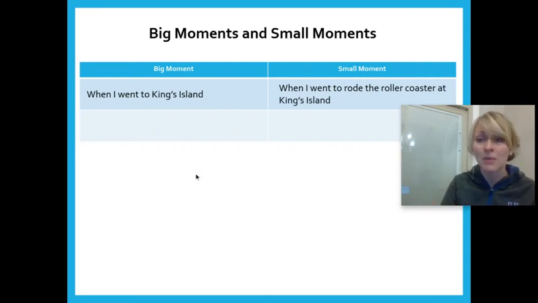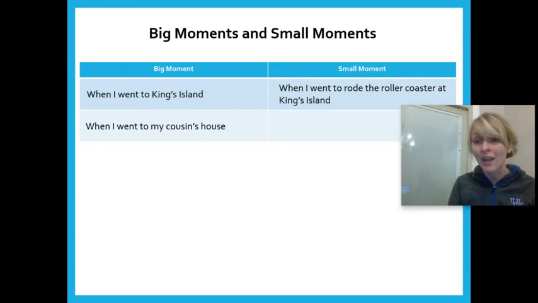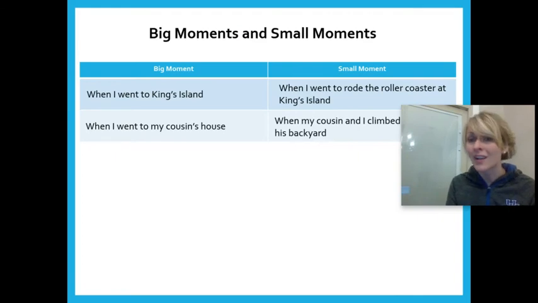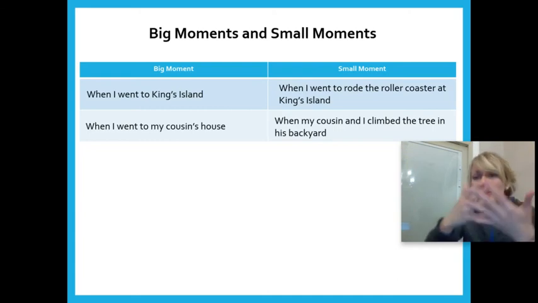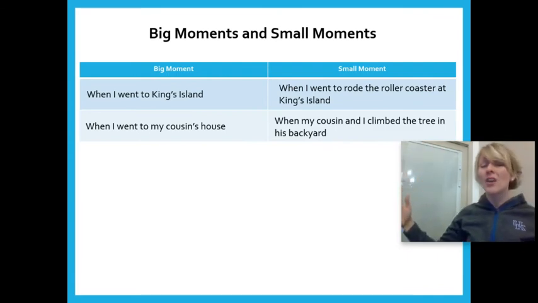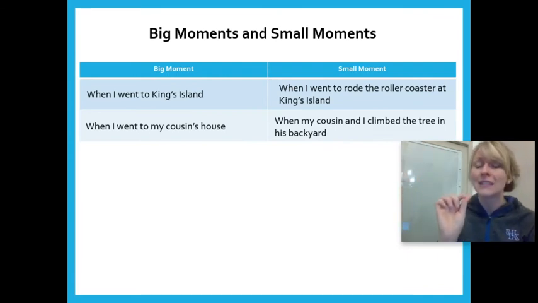Another example of a big moment would be something like, I went to my cousin's house and I was excited. But when you went to your cousin's house, you did a lot of things. What specific small moment made you really excited or caused you to have a lot of fun at your cousin's house? Maybe you said something like, when my cousin and I climbed the tree in his backyard. That was a really exciting moment. Now, climbing a tree in his backyard, that only took probably a few minutes. So that's a really small, exciting moment, as opposed to you went to your cousin's house and you did a lot of things. So try to focus in on a small moment today, okay?